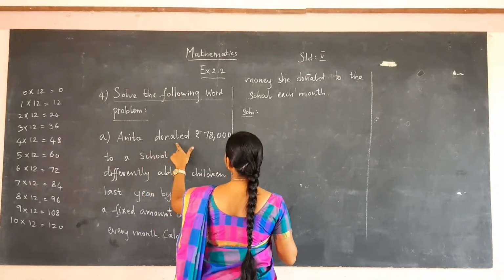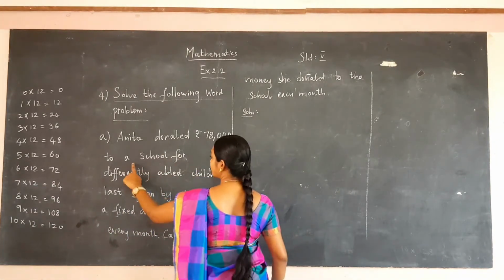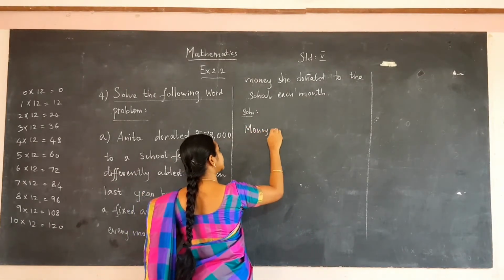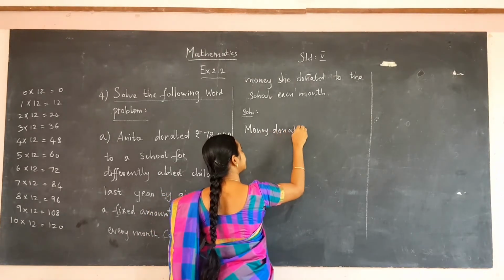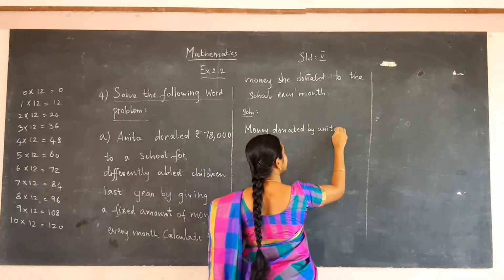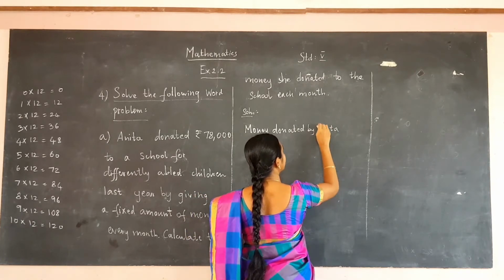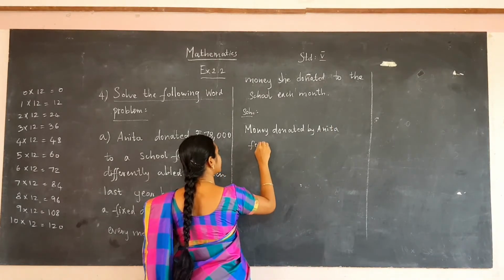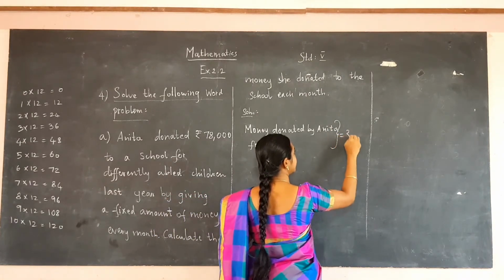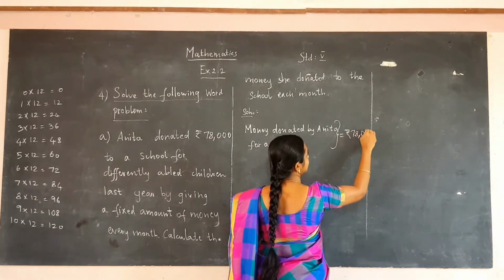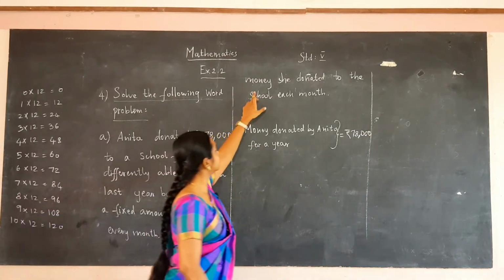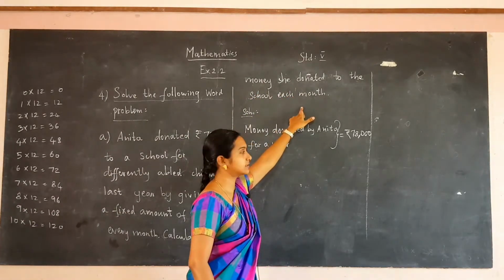What is given? Anita donated rupees 78,000 to a school for differently abled children. So money donated by Anita for a year is equal to rupees 78,000. Now we have to find how much money she donated to the school each month.